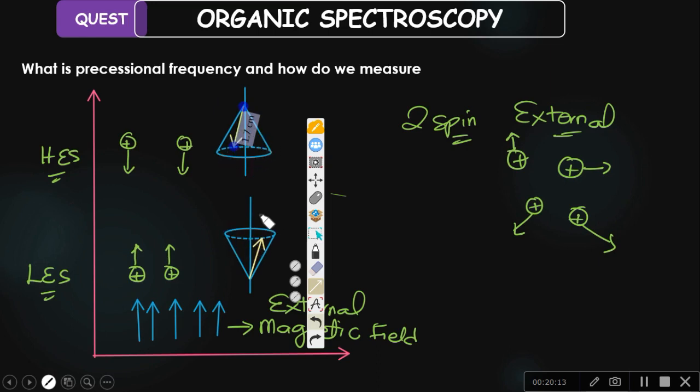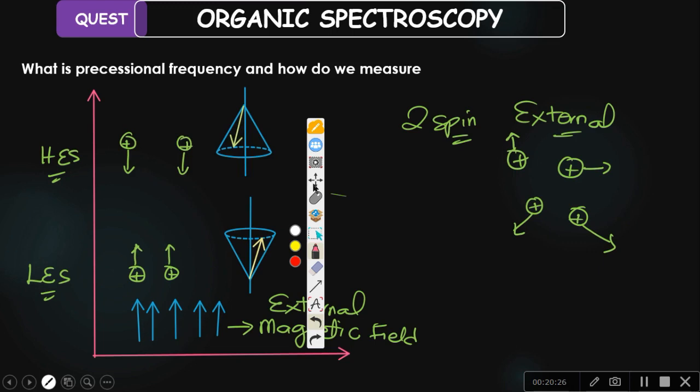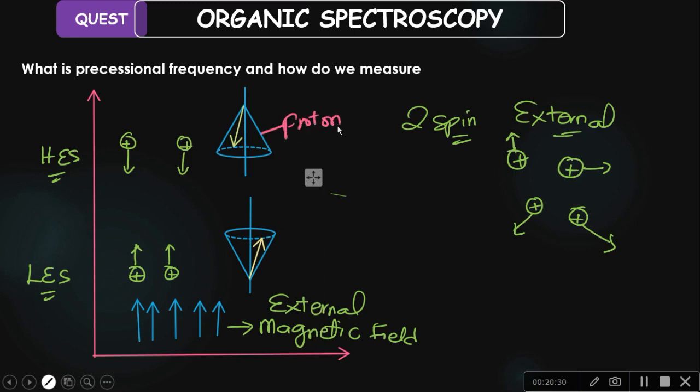Why is this one spinning in this way? You can see it's spinning in the direction of the what? The external magnetic field. What are all these? These are protons. Is that okay? They are protons that we are actually looking at. This is a proton. This is also a proton. These are two protons. Are you getting it now? Now listen.